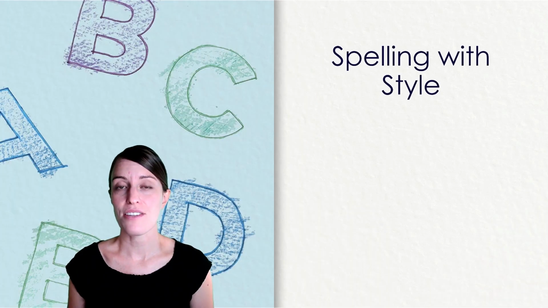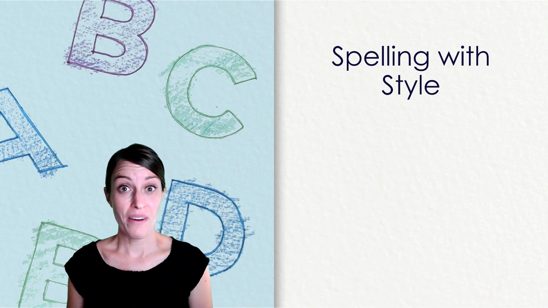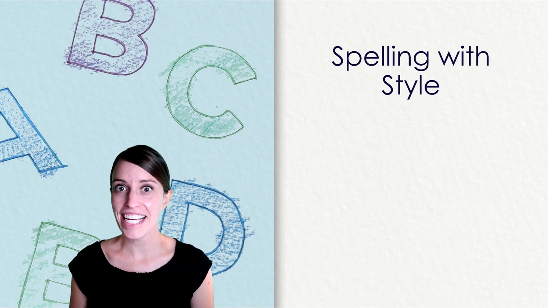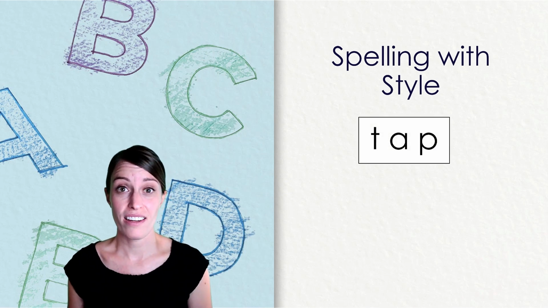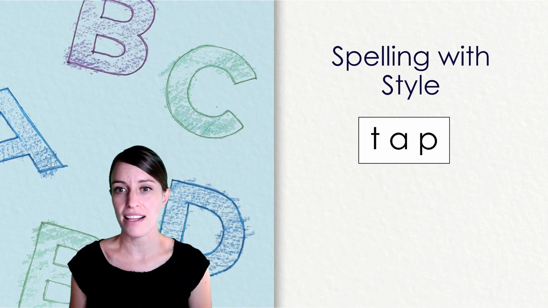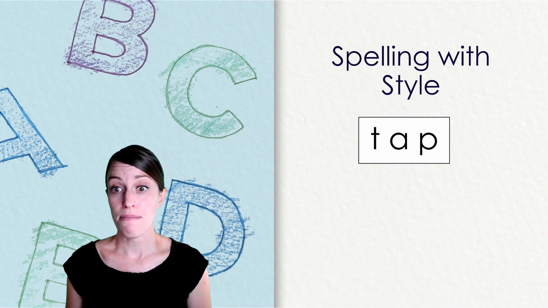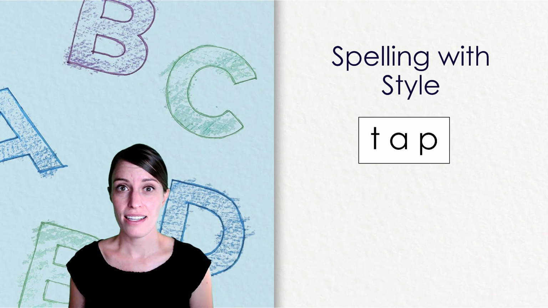We just practiced reading silly words. Now we're going to spell silly words. We're going to do this by using any kind of voice that you want. Here is our first word. When I look at that word, I'm going to say the name of each letter to spell it. T-A-P. That's kind of my boring normal voice.